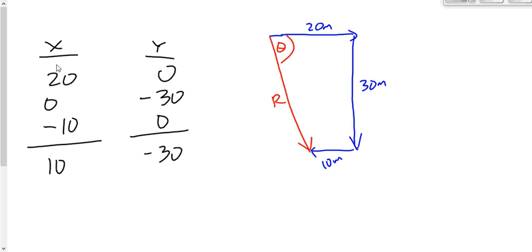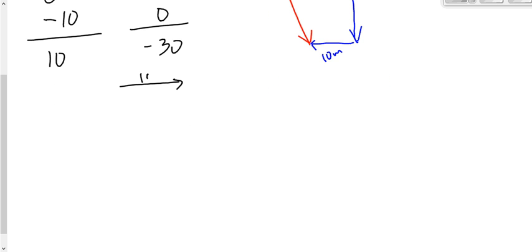And now we redraw this 10. 10 to the right. And 30 down. How did I know to draw that 30 down there? How did I know not to make it 30 up? Because it's a negative value, right? So we're going to draw our resultant vector here now from start to finish. Black ones are drawn from head to tail. The red one is drawn from start to finish.